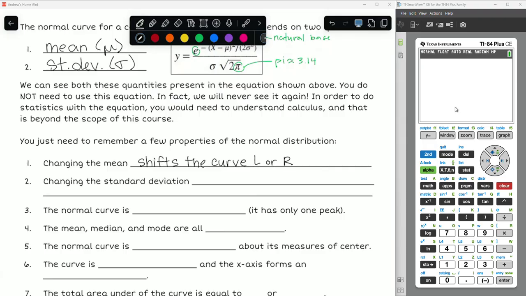Whereas the standard deviation is going to change the shape of the curve. The math term for that is a dilation. Changing the standard deviation makes the curve wider or narrower. That should make a little bit of sense since we understand what the standard deviation is a measure of. Standard deviation measures the spread of the data. So if my standard deviation gets bigger, I would expect my data to be more spread out and my curve to be wider. Whereas if my data has a small standard deviation, it's clustered closely about the mean, I would expect that my graph would be narrower because all of those data points should be close to the center.